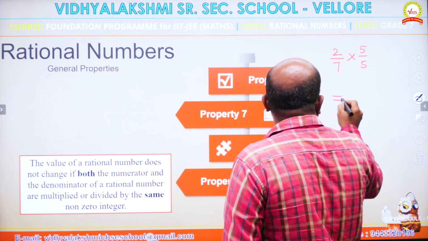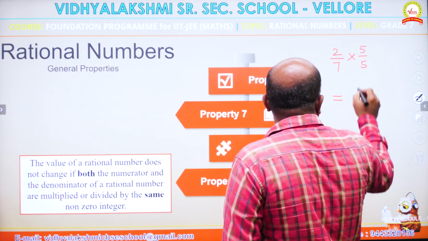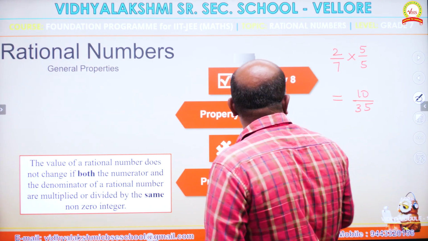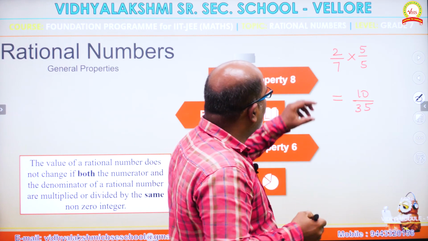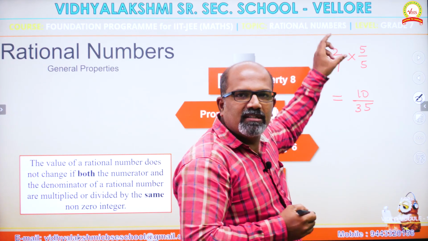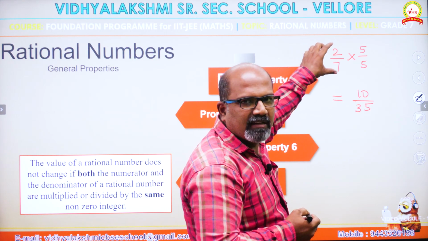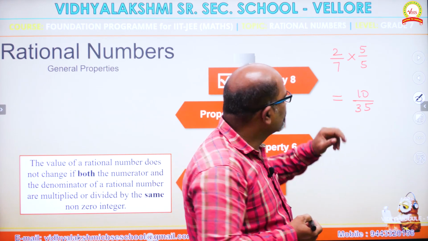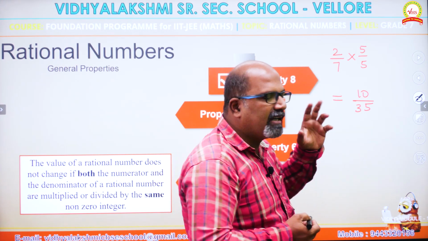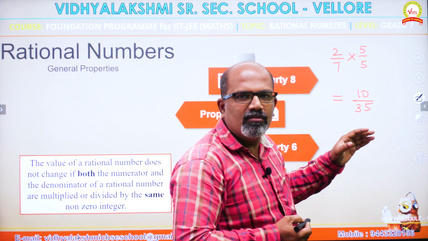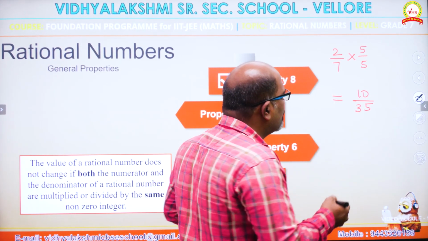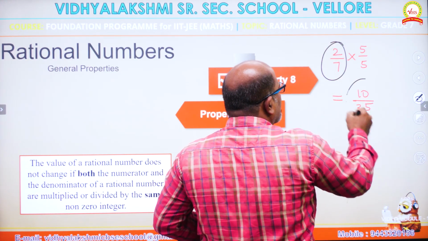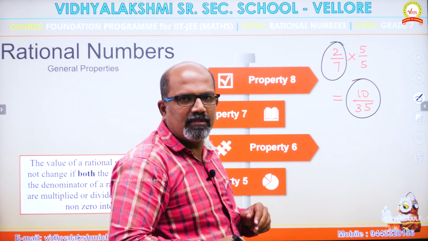So what am I getting? I am getting 10/35. When you look at these two rational numbers, the 2/7 that I had taken and the 10/35 that I obtained after multiplication, they may look different, but I can tell you that those two rational numbers have the same value. So these two, 2/7 and 10/35, are equal in value.